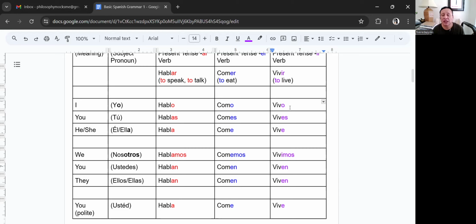The V, like in the word cow, which is vaca with a V, V-A-C-A, vaca. I don't roll my lips to say vaca. I touch my lips with a little bit of tension, but not a lot, and I say vaca. It's almost like a va, but it's not as exaggerated as in English. Vaca, vaca.